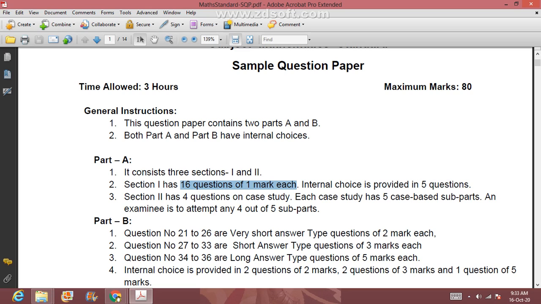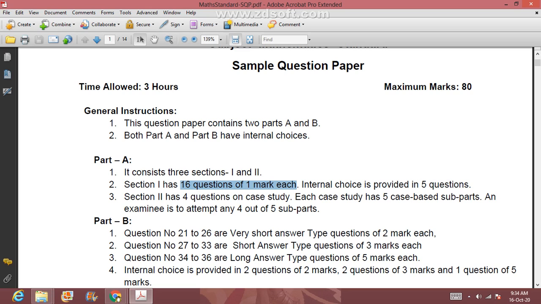There are 16 questions, and it is not the case that the questions are multiple choice questions. Options will not be given. Very straightforward 1 mark questions are given, and those questions you have to solve. Not fill in the blanks, not true false, not objective type, not multiple choice. Only straightforward questions are given for 1 mark. So section 1 in part A has 16 questions, 1 mark each.